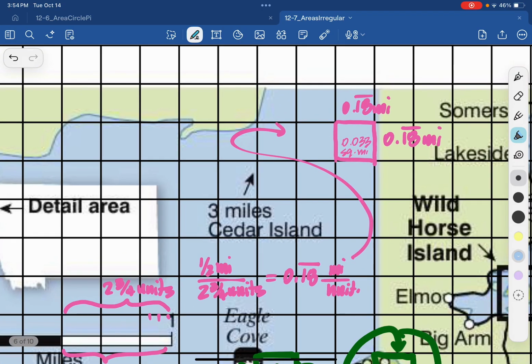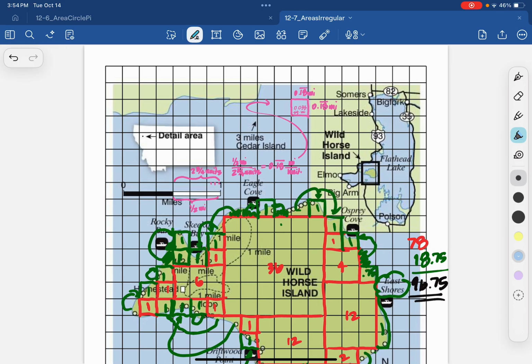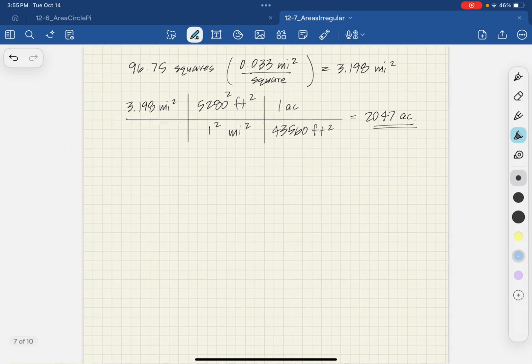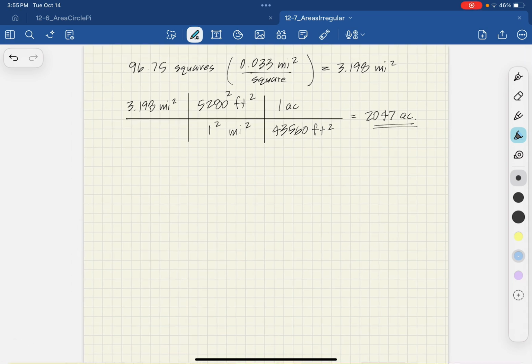If you square that number, it tells you how many square miles are in a square. And so we came up with this number, 0.033 square miles per square. And then we can just be off to the races with arithmetic. Take 96.75 and multiply by 0.033 square miles per square. And we got 3.198 square miles for the island.